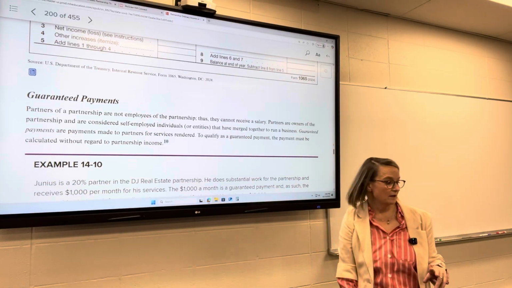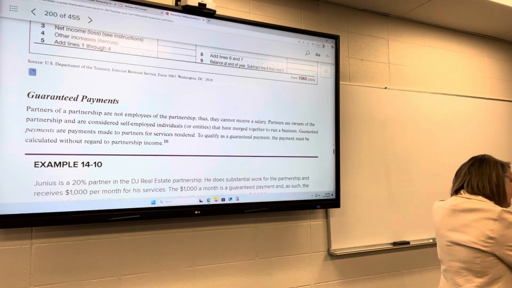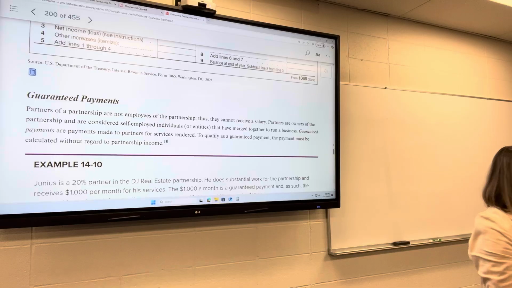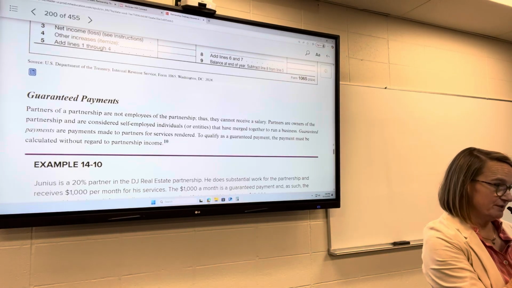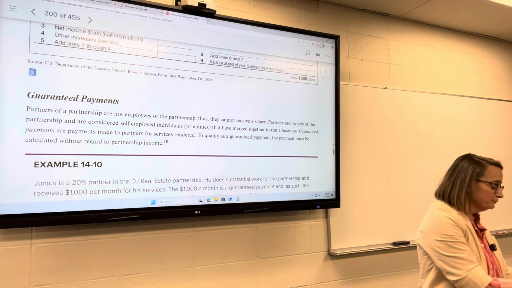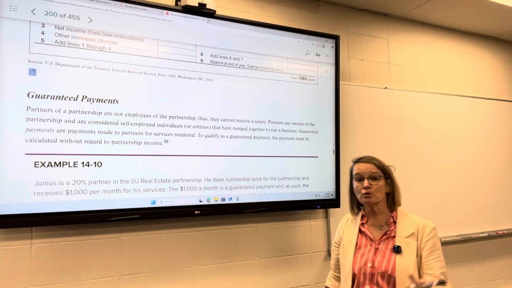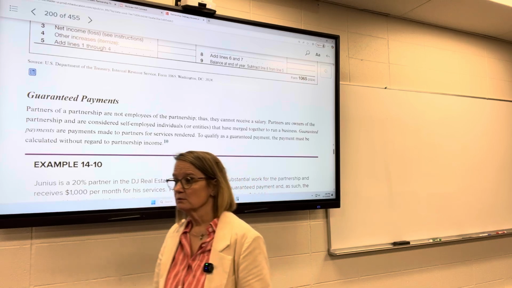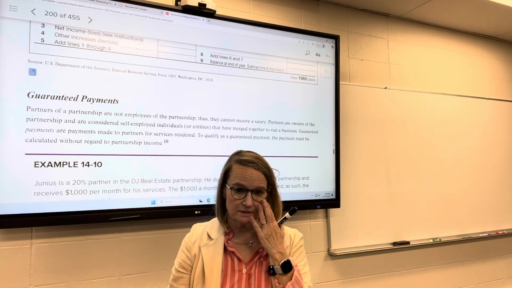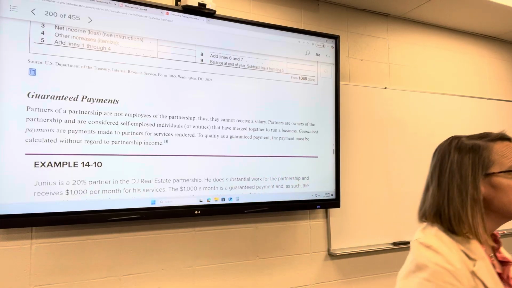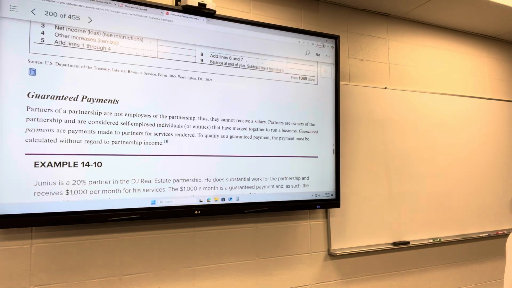Guaranteed payments. Okay, so we have these guaranteed payments. You remember, partners don't receive a wage. Partners in a partnership are not employees of that partnership. They cannot be employees of the partnership. They're like sole proprietors with other people that are working in that same business. But they can receive guaranteed payment, which is like a salary.